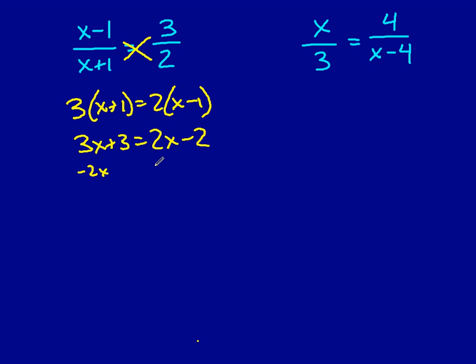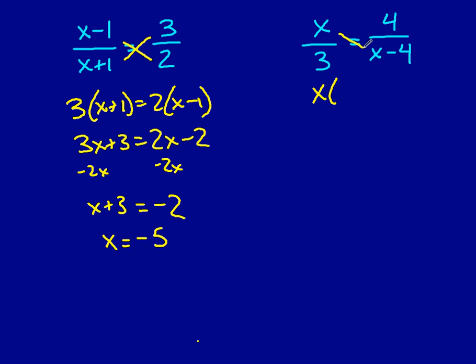I would do that by subtracting 2x from both sides. That would give me x plus 3 equals negative 2. And I would subtract 3 from both sides to get x equals negative 5 as my answer. So with x on both sides, just make sure you get it all to one side and solve like normal.